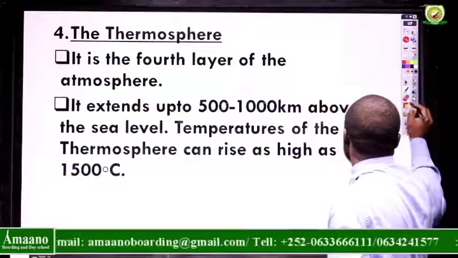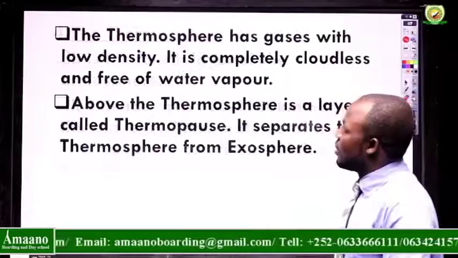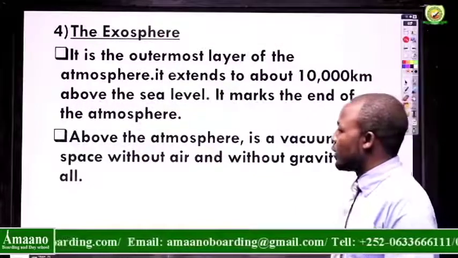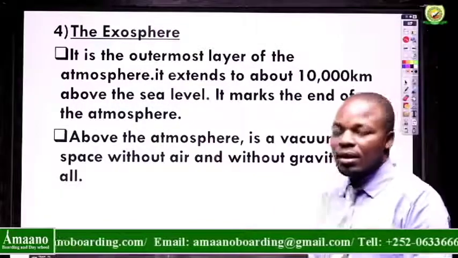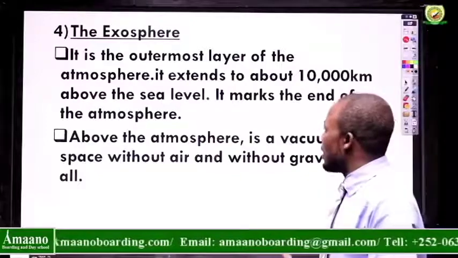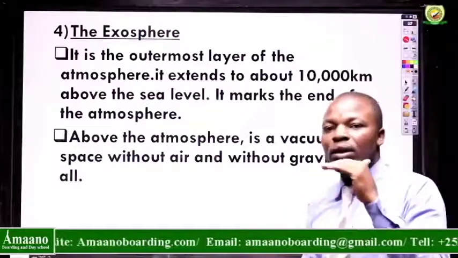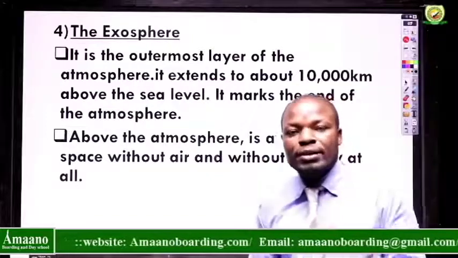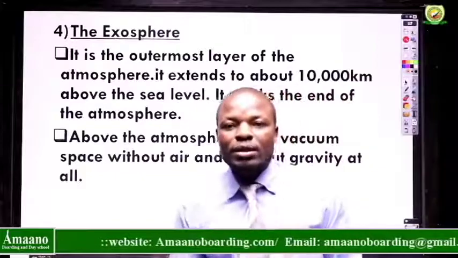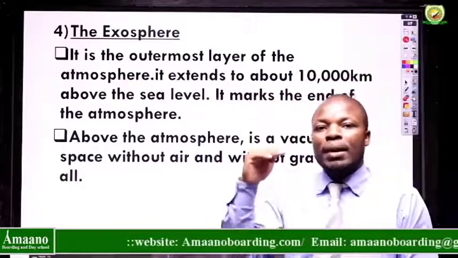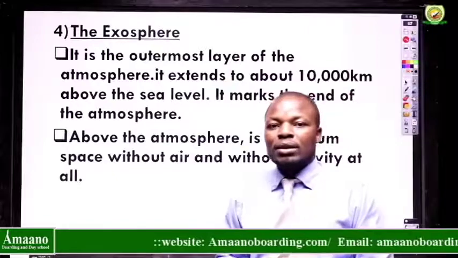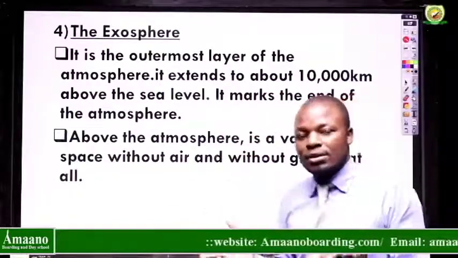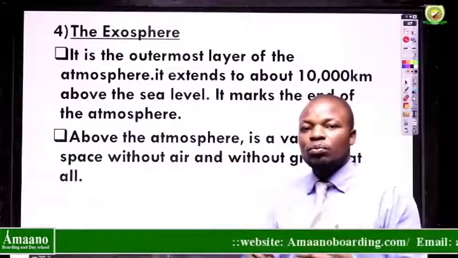Then our last layer is the exosphere, which is here. We saw it already. It's the outermost layer of the Earth's atmosphere, and above the exosphere is a vacuum. That's why we call it space. Whenever you see scientists or astronauts going to space, it means that they are going past the exosphere. That's where the gases end. From there, we do not have gases. We have just a vacuum.